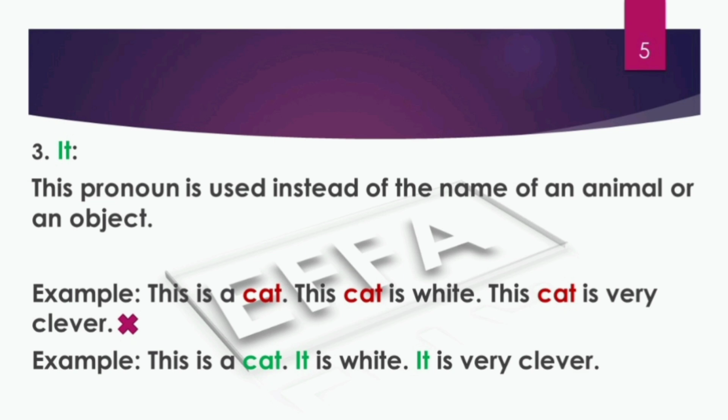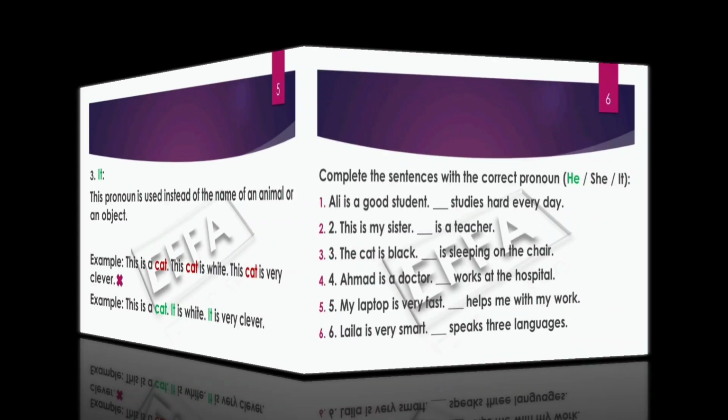Dear friends, these are the first type of subject pronouns, the singular subject pronouns which we use in place of a man, a woman, or an animal. We'll talk about plural subject pronouns in the next video.